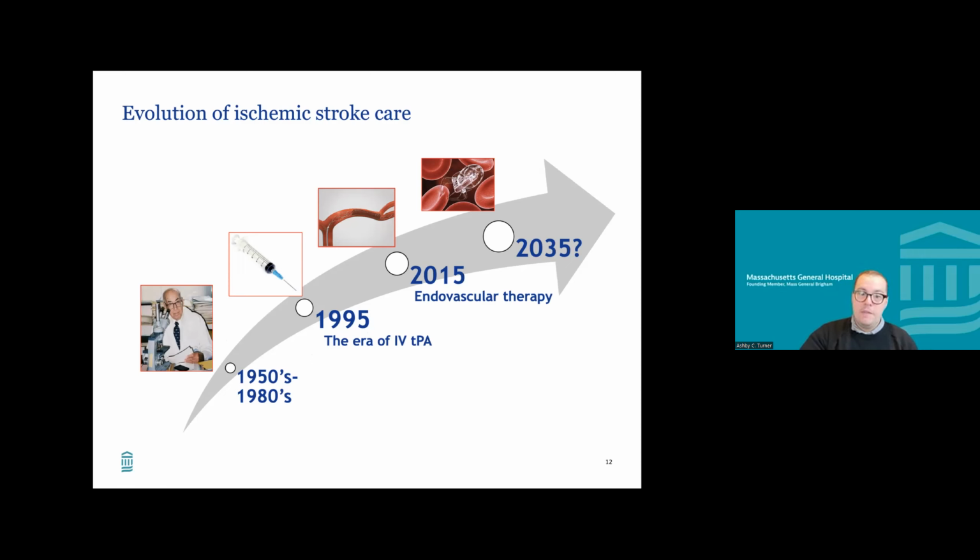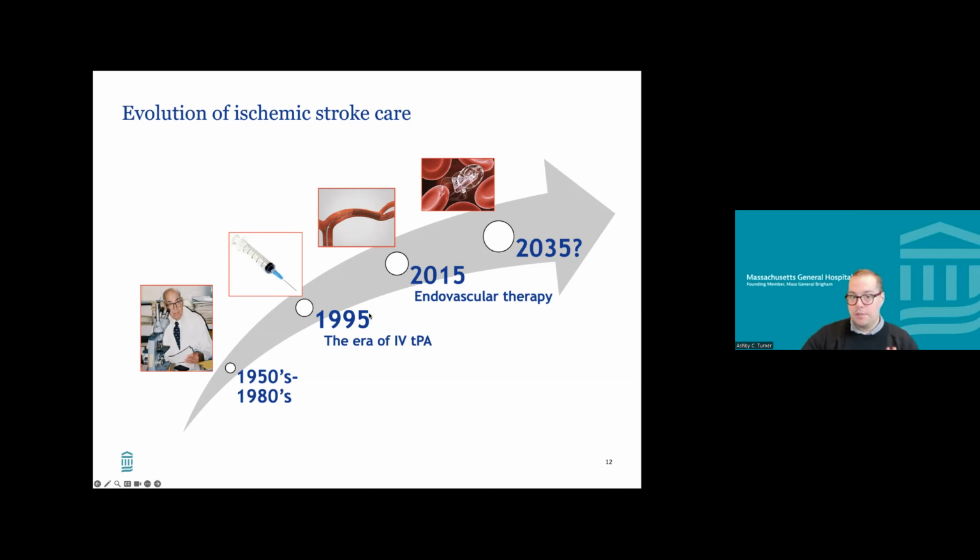And in 1995, a big landmark, paramount trial came out that showed the efficacy of using TPA, or tissue plasminogen activator. It's an IV medication given within the first few hours from the patient's last known well. So first few hours of the stroke. And patients who received the medication quickly had a better outcome than patients who did not receive the medication.